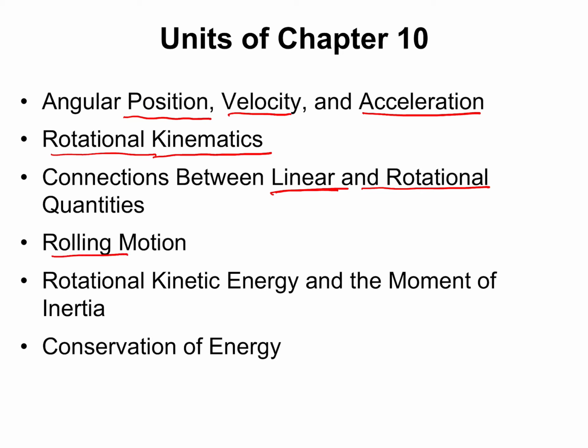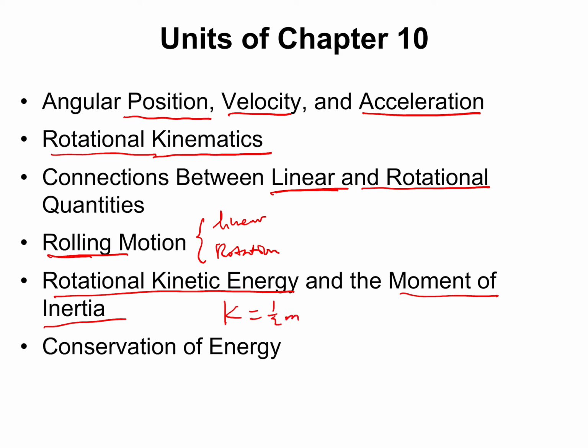So what's rolling? Rolling, it turns out, is a combination of linear and rotational. You have both of them. And then we'll talk about rotational kinetic energy and the moment of inertia. We know in linear or translational motion, kinetic energy equals 1/2 mv squared, right?